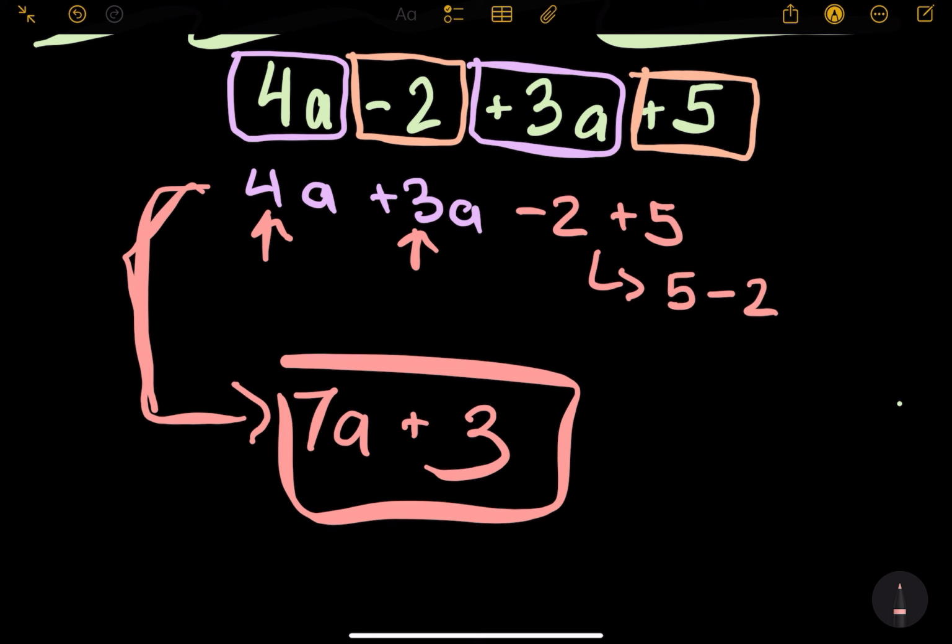Awesome work. Today you learned how to use PEMDAS and how to simplify algebraic expressions. These are big steps in our math course.